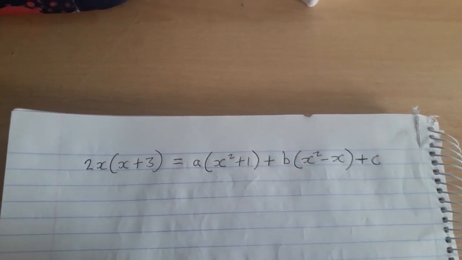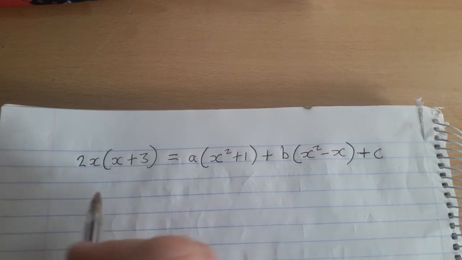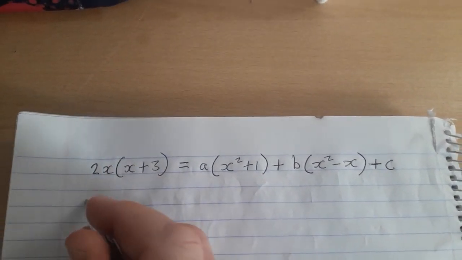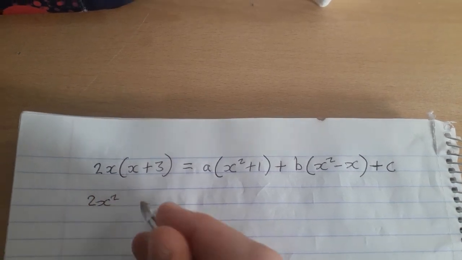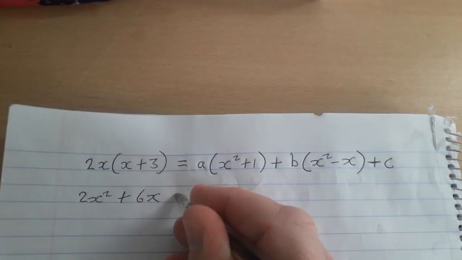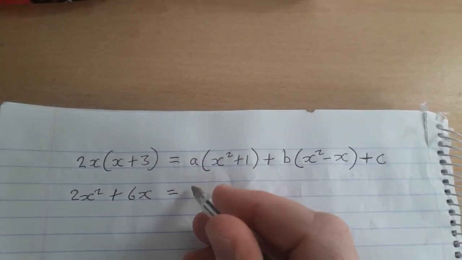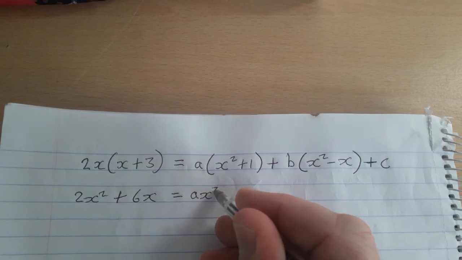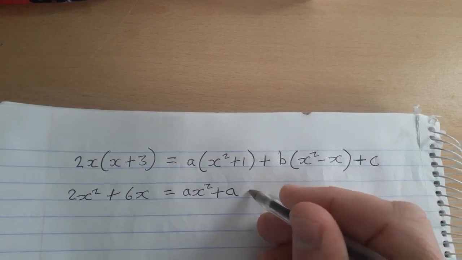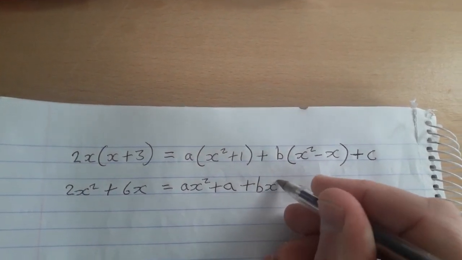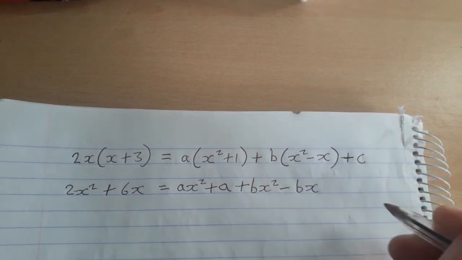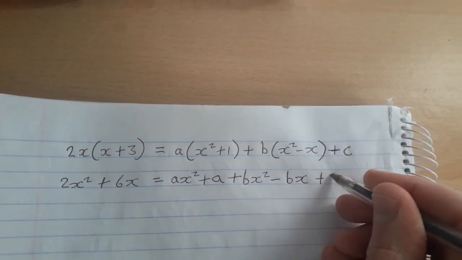So the first thing we do with this type of question is just get rid of those pesky brackets. So multiply out to get rid of the brackets. On this side we have 2x times x, it's 2x squared. 2x times 3 is 6x. On this side of the brackets, a times x squared is ax squared. A times 1 is a. B times x squared is bx squared. B times minus x is minus bx. And then we just got plus c at the end.